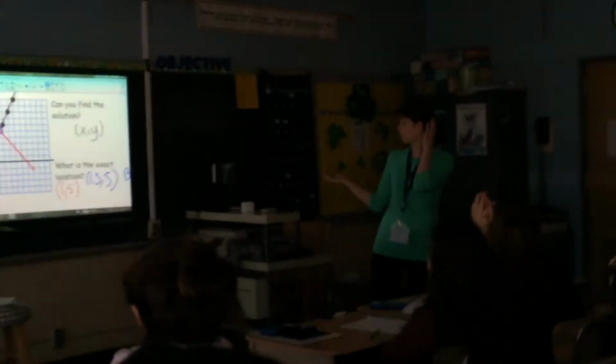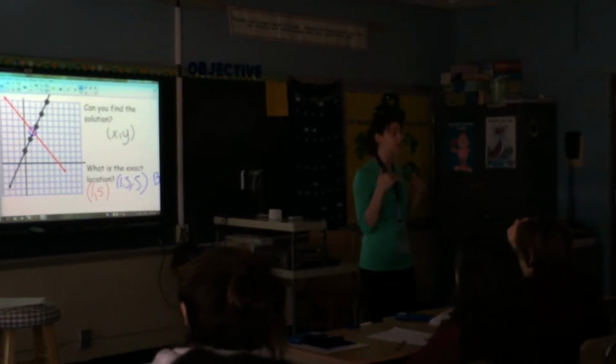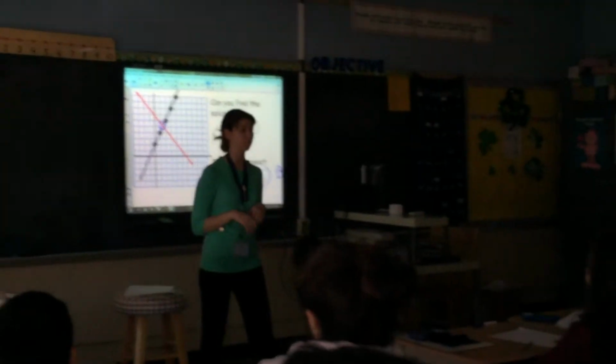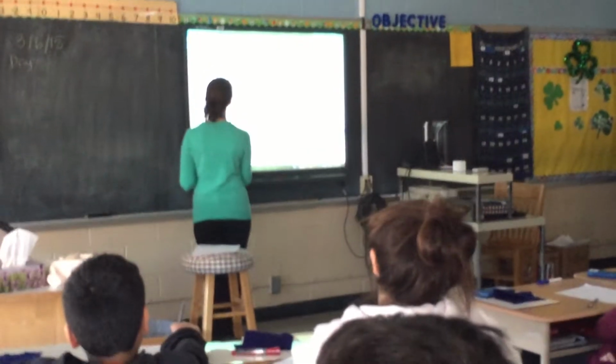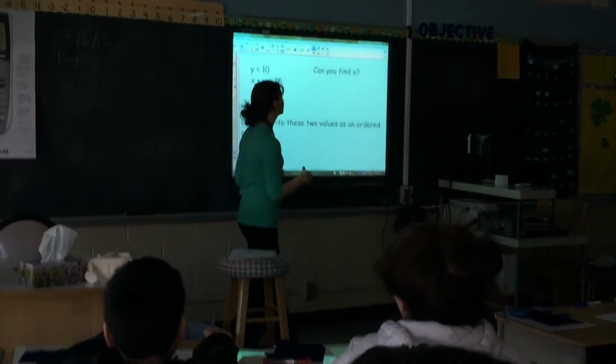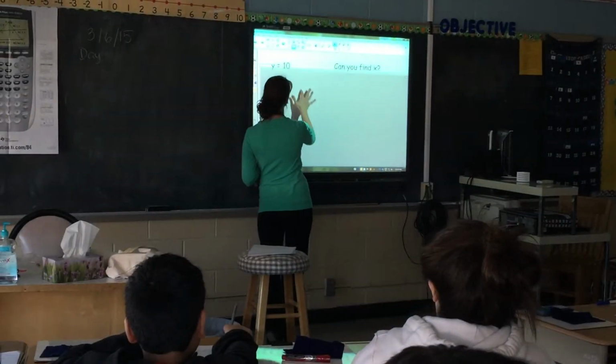We can figure it out by approximating it, but we can't figure out the exact solution. For that reason, we can't always use graphing to solve a system of linear equations. So what we're going to do is something else. We're going to do what we call substitution.